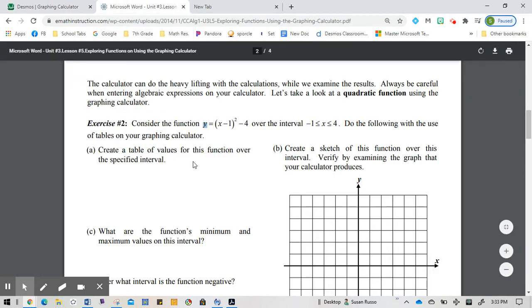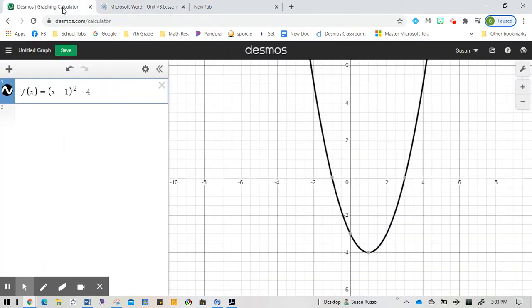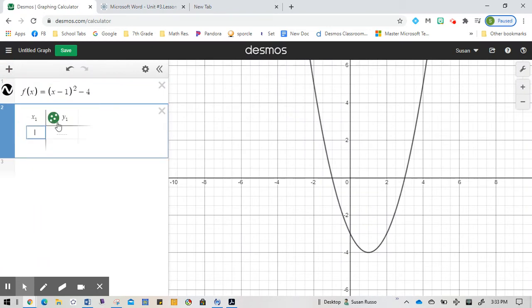So let's see what we're being asked here. Create a table of values for this function over the specified interval. So they want us to go from -1 to 4. So from when x is -1 to 4, I'm going to again add a table. And instead of calling it y sub 1, I'm going to call it f of x sub 1. And again, that's the subscript using the underscore, the shift over the minus sign, or use that ABC keyboard on Desmos.